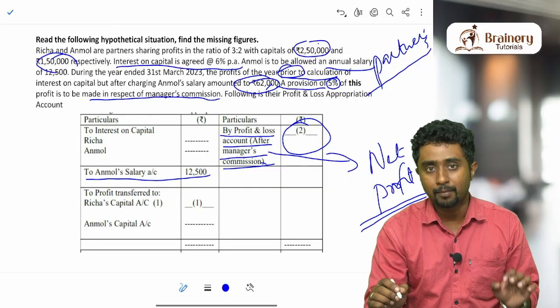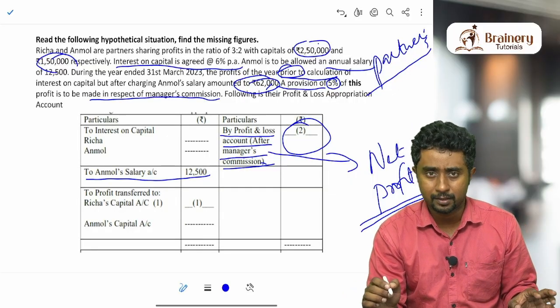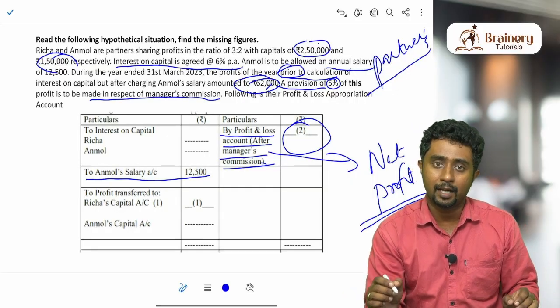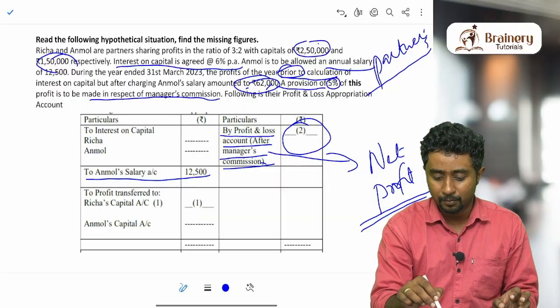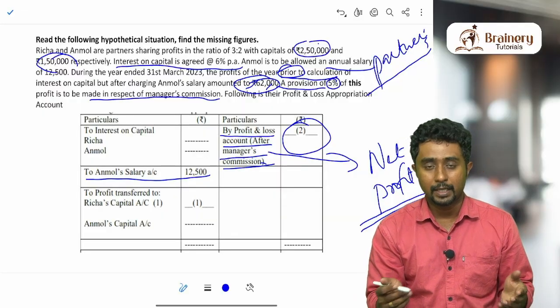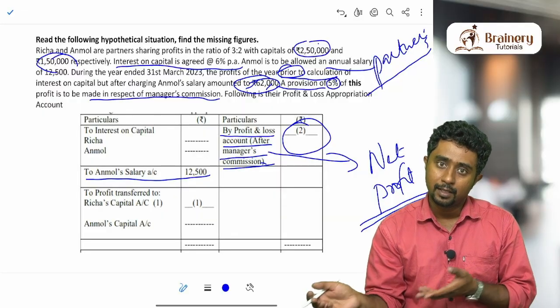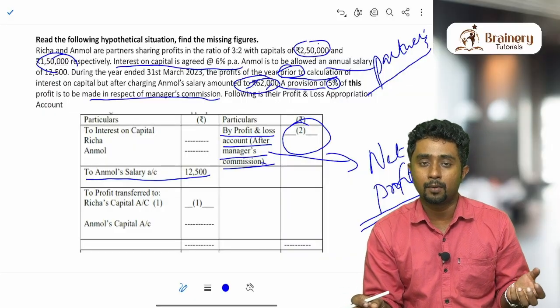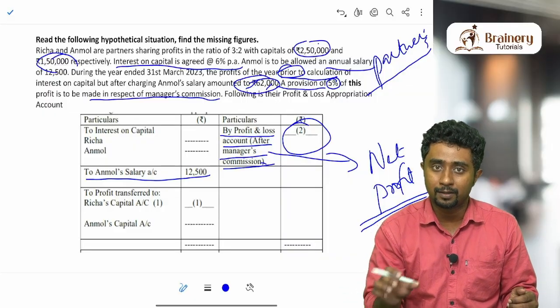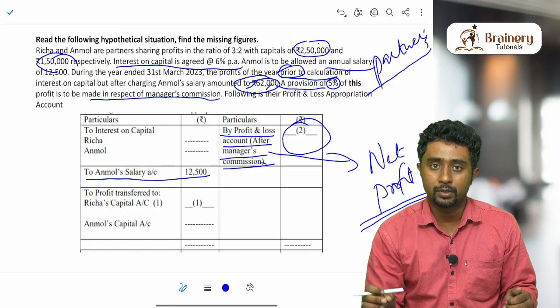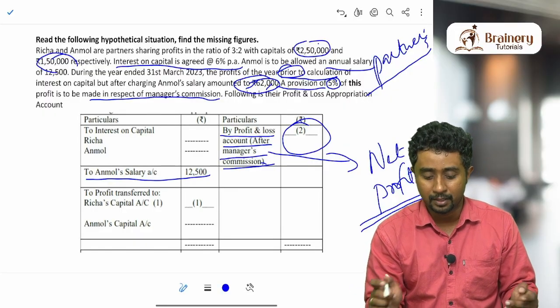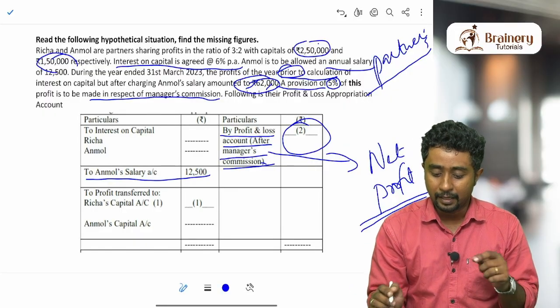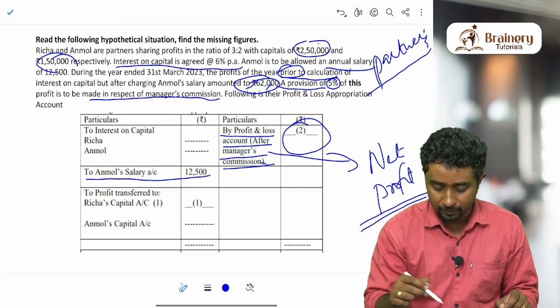So already some amount of profit was there. From there they deducted annual salary and they got this amount. So this is not net profit, this is not the correct divisible profit either. What is divisible profit? The profit which we get after doing all the calculations in the profit and loss appropriation account is called divisible profit. This is not divisible profit also.